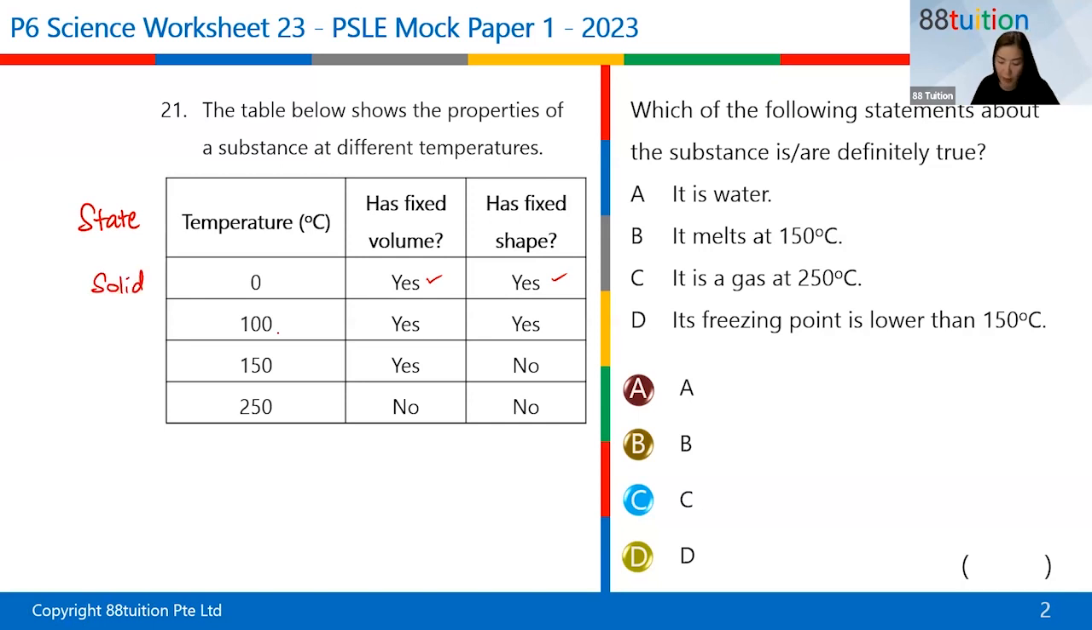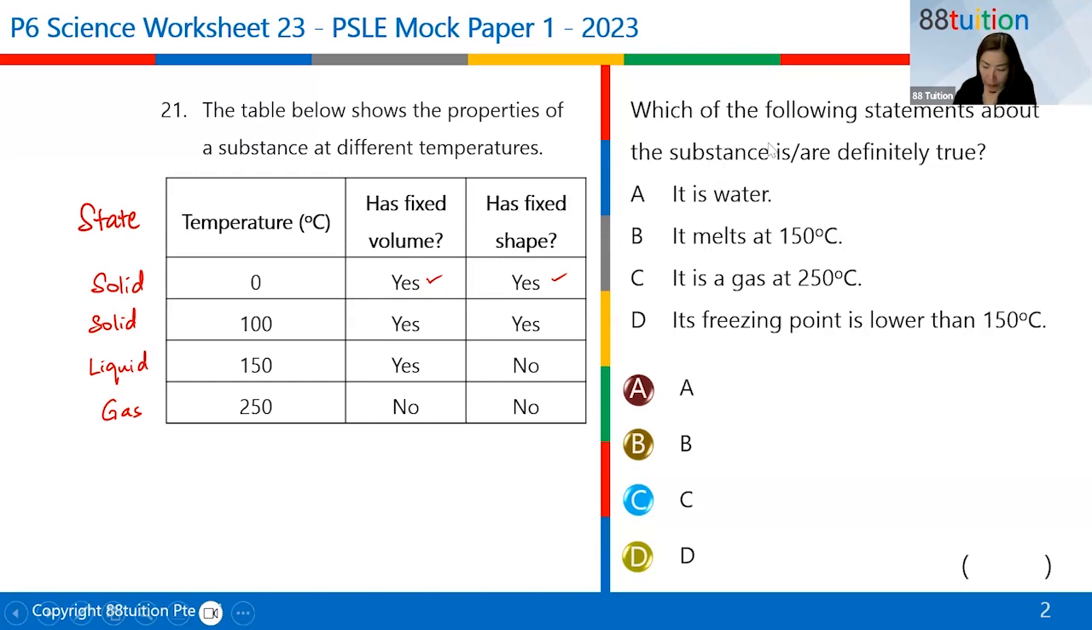What about the next one? At 100 degrees Celsius, fixed shape, fixed volume, solid also. Good. What about the next one? 150. It has a fixed volume, but no fixed shape. Okay, so you can actually include a column to write down the state. How about 250 degrees Celsius? Thank you, Andre. Okay, you're fast, huh? Okay, so this is in gaseous state.